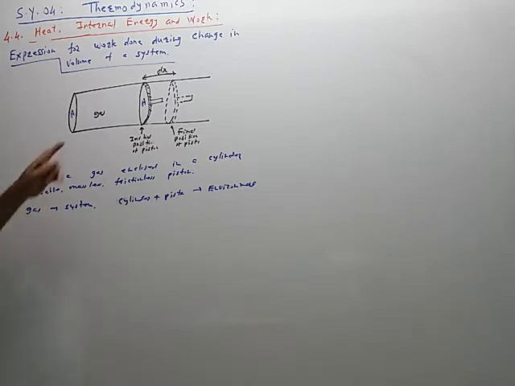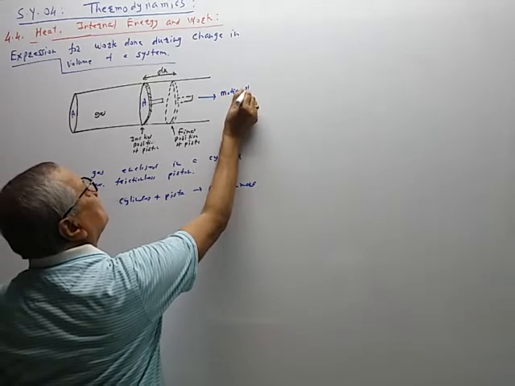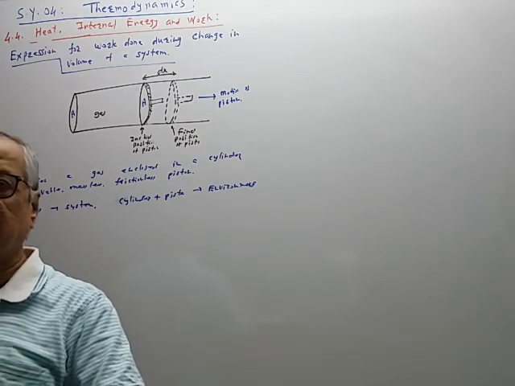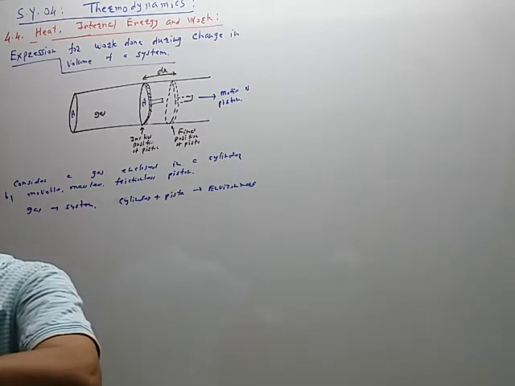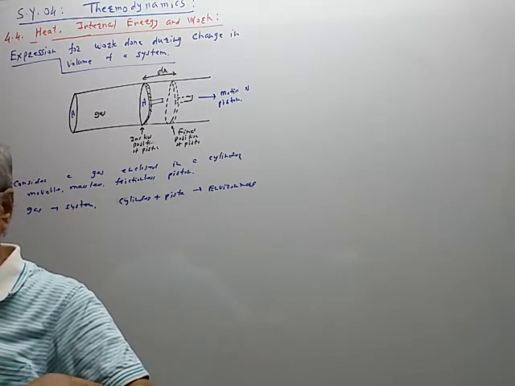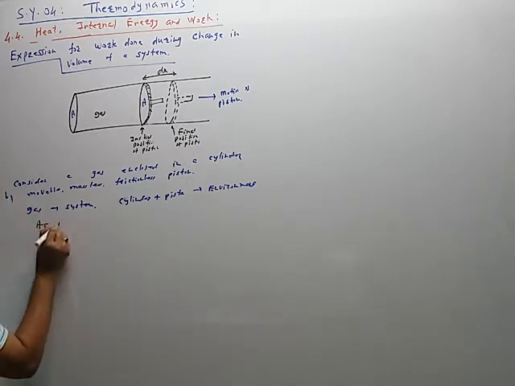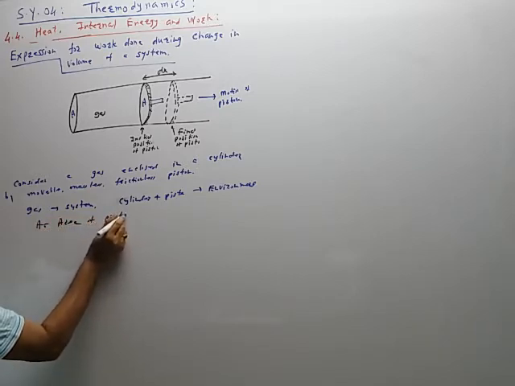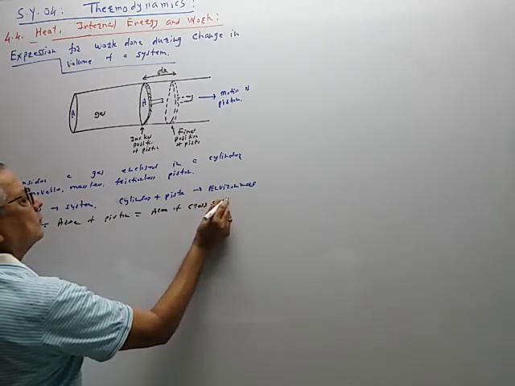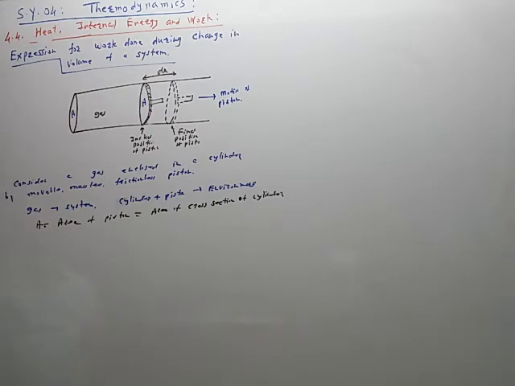So the piston is initially in this position, so motion of the piston is in this direction. Motion of the piston is in the outward direction. Outward direction means its position changes so that its volume increases like this. A is the area of cross section. Like this. So A is equal to the area of the piston. It is also equal to the area of cross section of the cylinder.